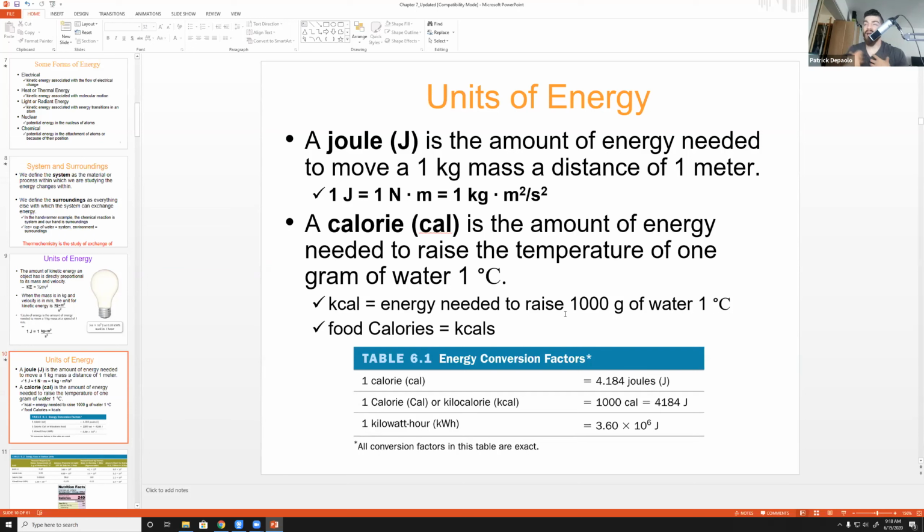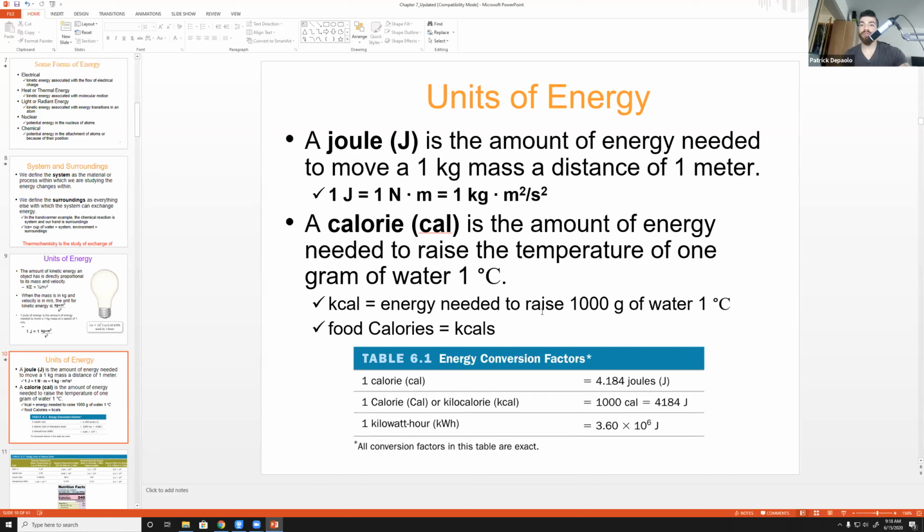Me personally, I would think that a joule is probably more. Moving a kilogram mass a meter, like I have to walk a meter, I have to push it 3 feet, compared to just changing water, a milliliter of water, by 1 degree. That should definitely be the joule is more. But actually, it's the other way around. So a calorie is actually about 4 times a joule.